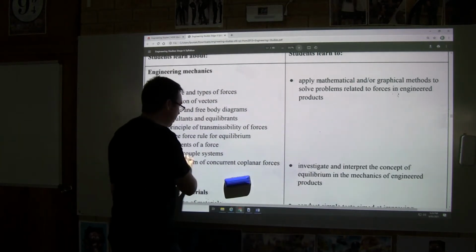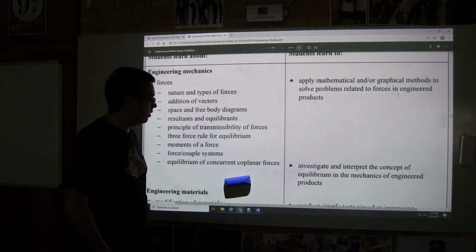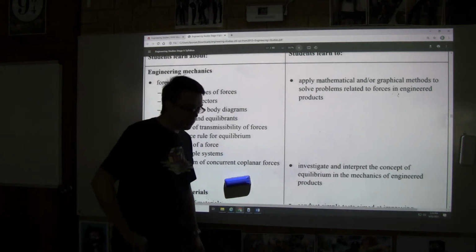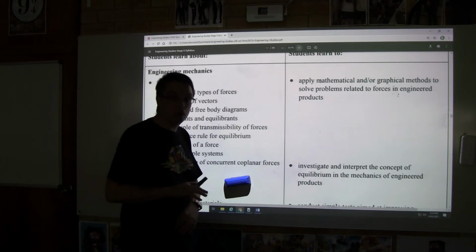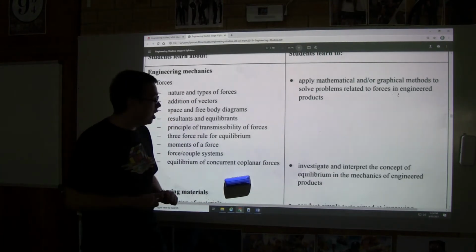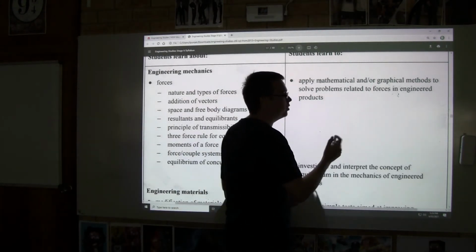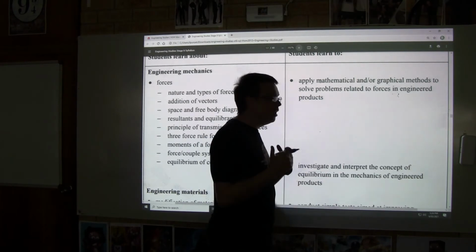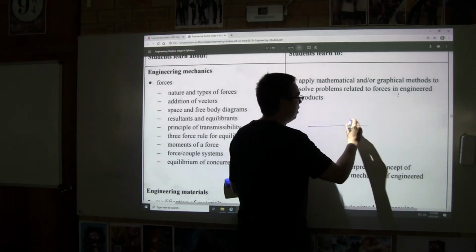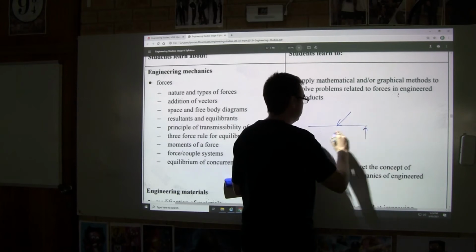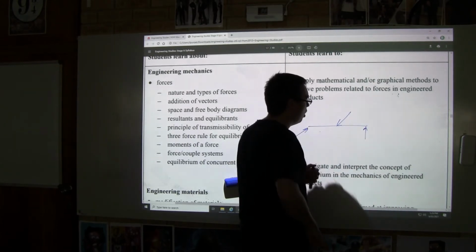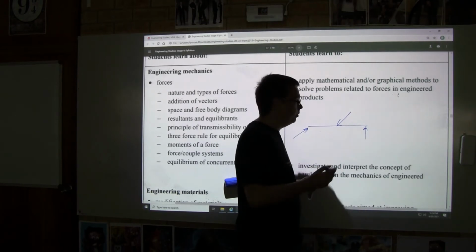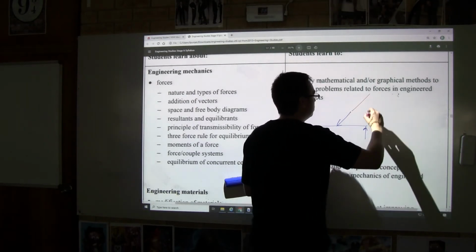The last one is the equilibrium of concurrent coplanar forces. These are some complicated words, but we're going to break them down. Concurrent means that all of my forces meet up. So in the case of my bridge, where I have the truck driver stopping and these reactions, we can find that these forces all meet up in the same location. So how I draw that is I draw these red arrows.